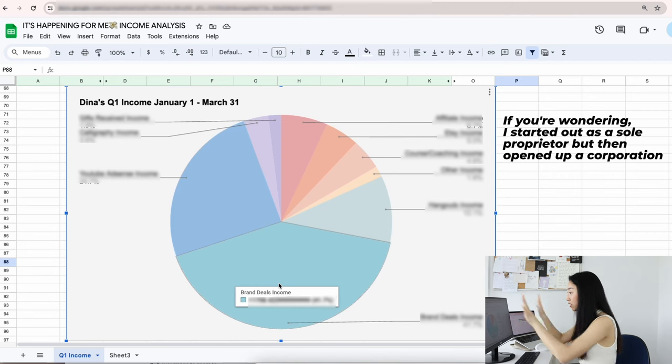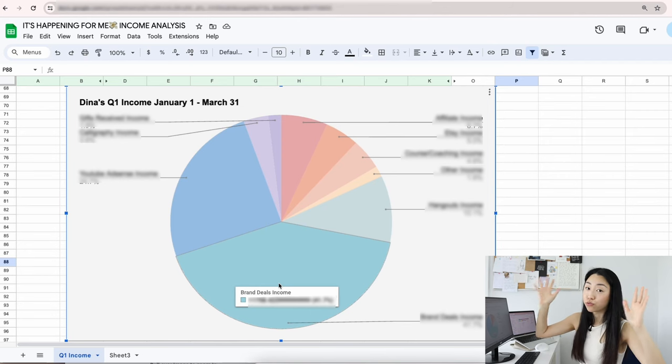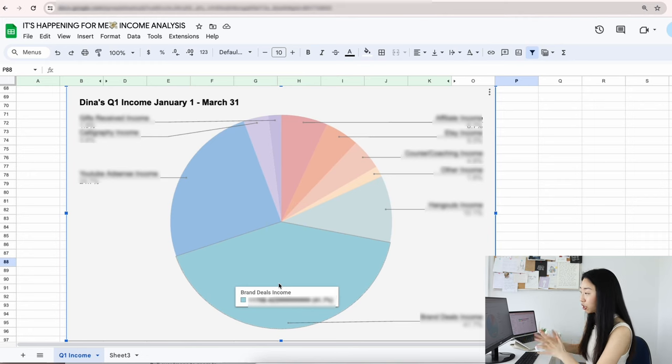And also all of this income that I'm showing you is revenue, okay? This is not my profit. I do have business expenses, which I'll talk about later. But remember, this is income. The money that I'm actually taking home is not this money. This is just business revenue.